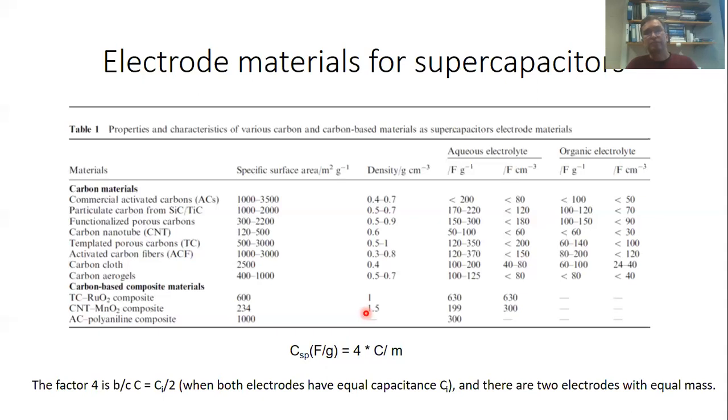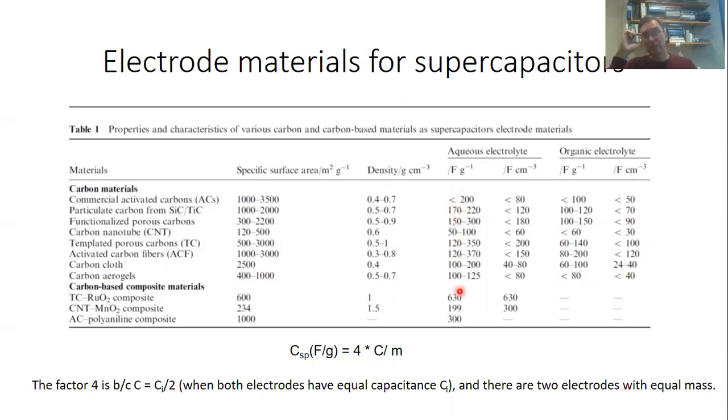counter ions. All right, so you see here a number of carbon materials listed that you can use as supercapacitor electrodes. You see here their surface areas. You see that they generally vary between approximately 400 and nearly 4,000 square meters per gram. You see here the associated capacitances that you can reach.